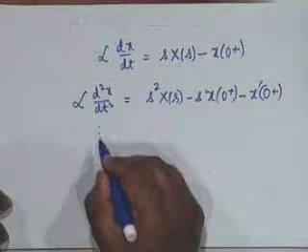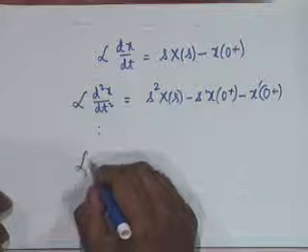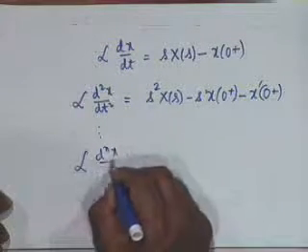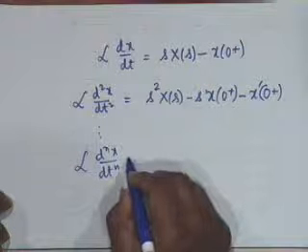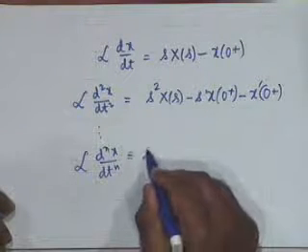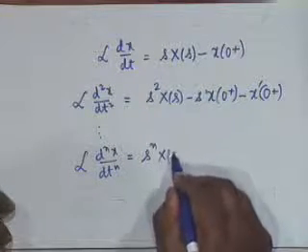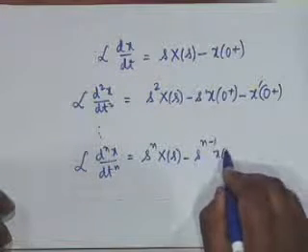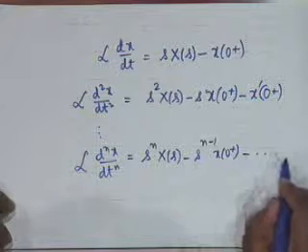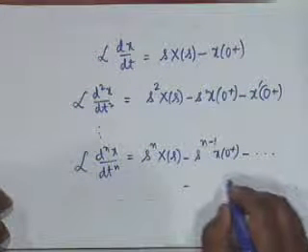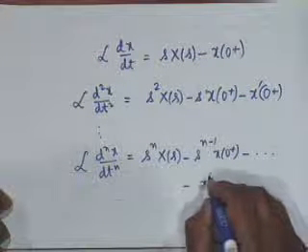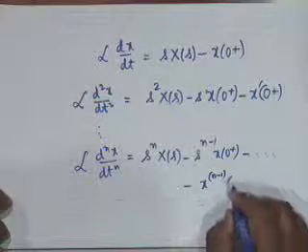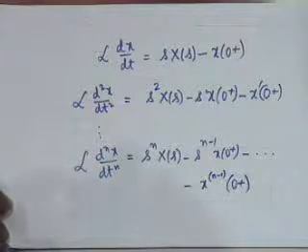And in a similar manner, if we go ahead like this, Laplace of dⁿx/dtⁿ, where should it start with? sⁿ X(s) minus sⁿ⁻¹ x(0+), and so on. Where shall it end? x^(n-1)(0+).